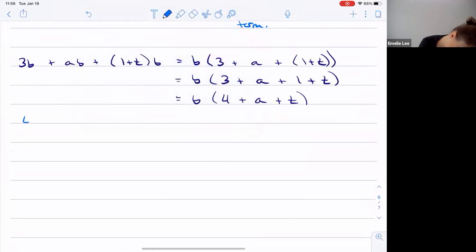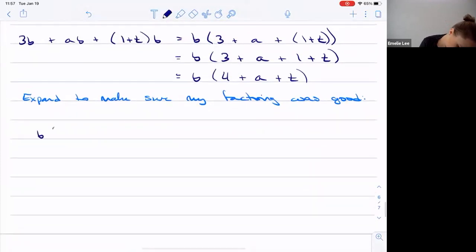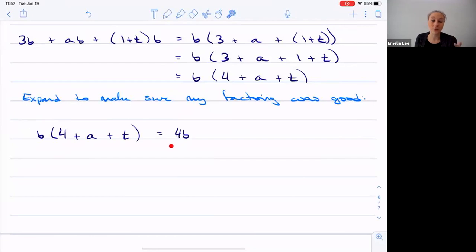So expand, to make sure my factoring was good. Here I've got just kind of the other side, right? So now I'm going to practice expanding as well. So b times 4 plus a plus t is 4b, and this is kind of a pretty common thing.